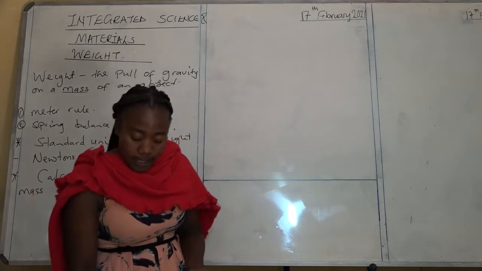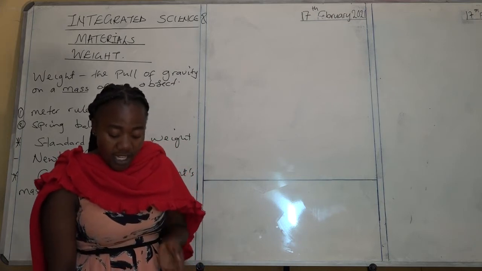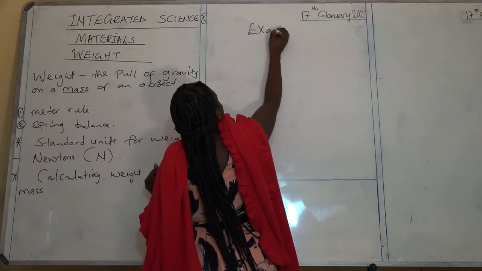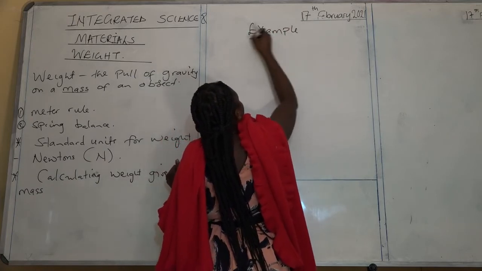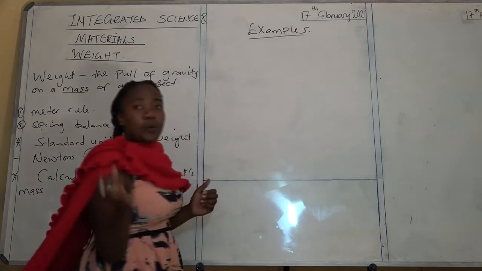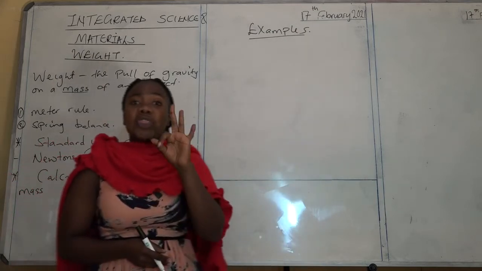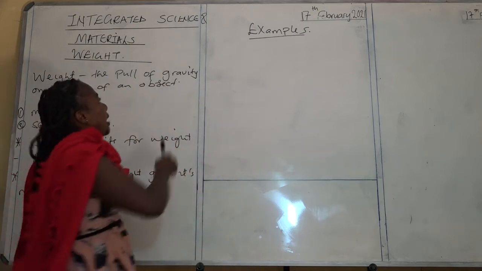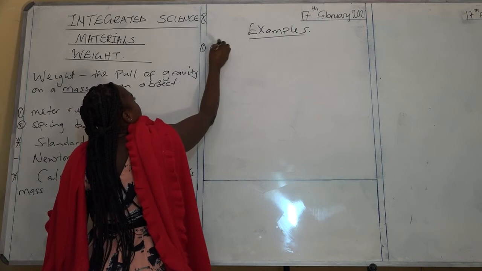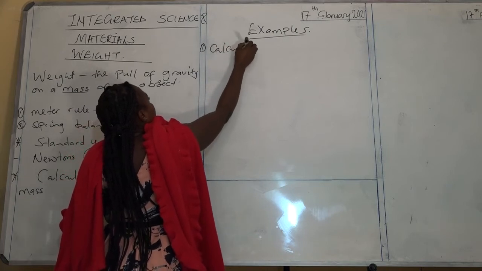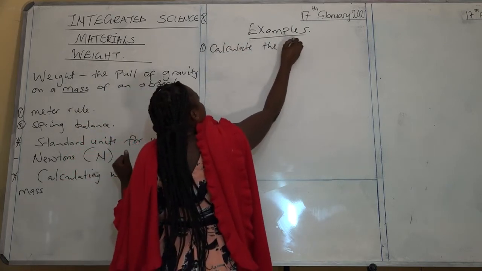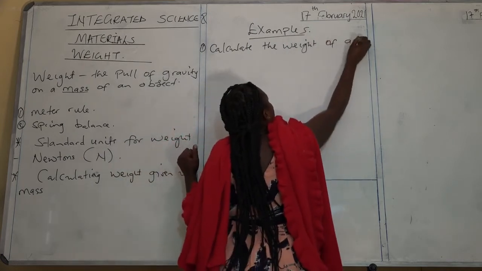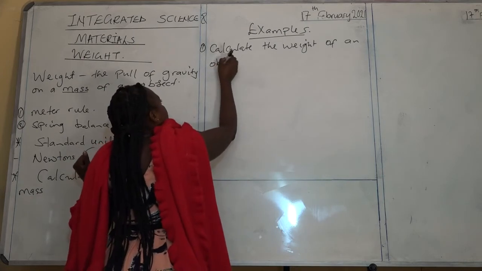So the first example that I have here is to calculate the weight of an object. I have a lot of examples, but for today I'll only give you three examples on how to calculate weight. So the first example reads: calculate the weight of an object.